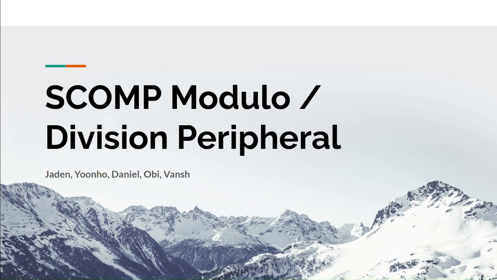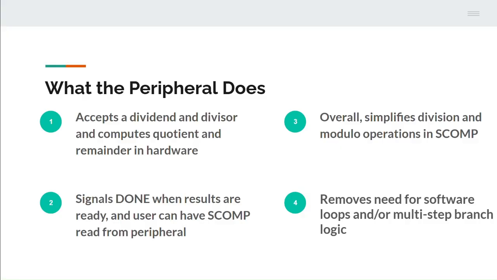Hello, this is our Teams demo of our SCOMP Modulo Division Peripheral. Today we're demonstrating our SCOMP Modulo Peripheral, a hardware accelerator that performs division and modulo operations for any SCOMP program. We'll explain how it works, show its API, demonstrate edge case behavior, such as divide by zero, and then walk through two application examples using the DE10 board to illustrate how the programmer will use the peripheral.